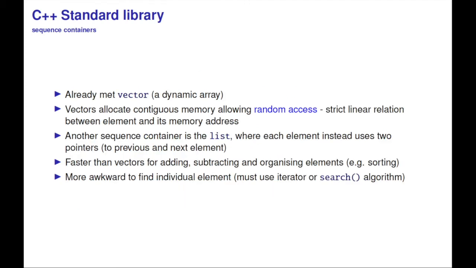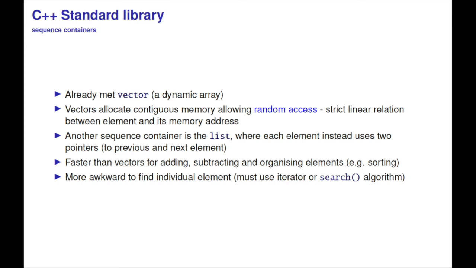We've already met vector, which was a dynamic array. Vectors allocate contiguous memory, which means you can random access. There's a strict linear relation between the element and its memory address, like there is in an array, right? When you erase, the elements all go one after another. Another sequence container is the list, where each element instead uses 2 pointers, which actually means for a list I can always work out what the previous and the next element is. But if I really want an element that's 10 steps away, I really need to take the 10 steps in turn by using those pointers to get to that element.